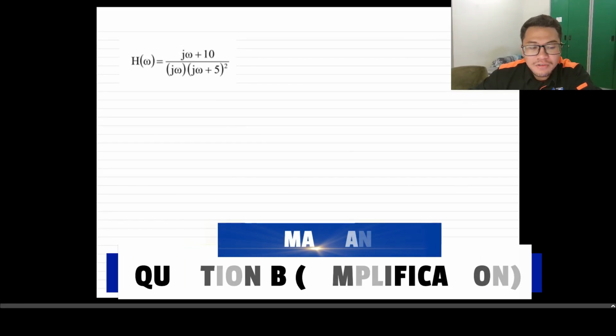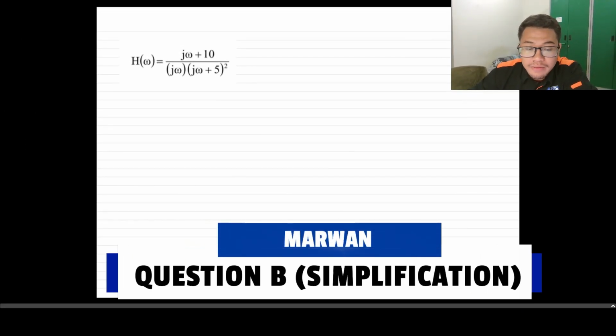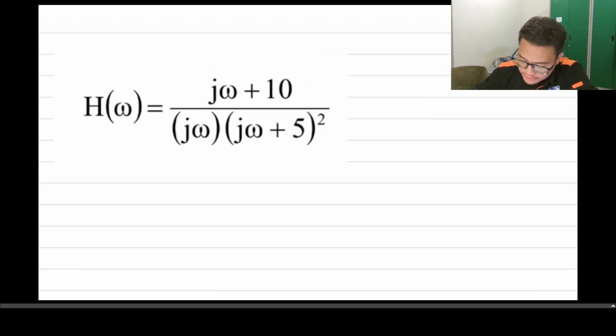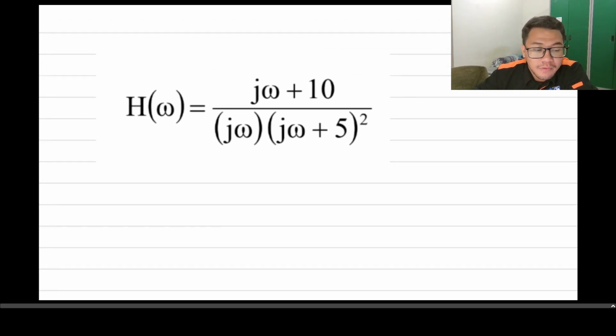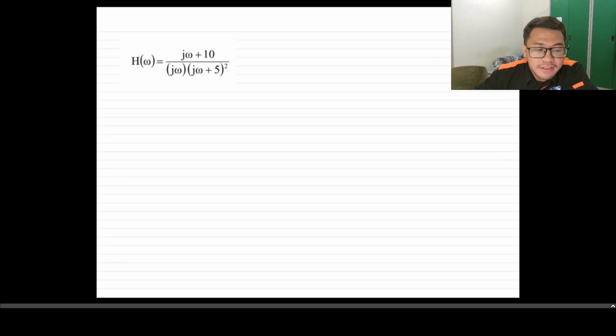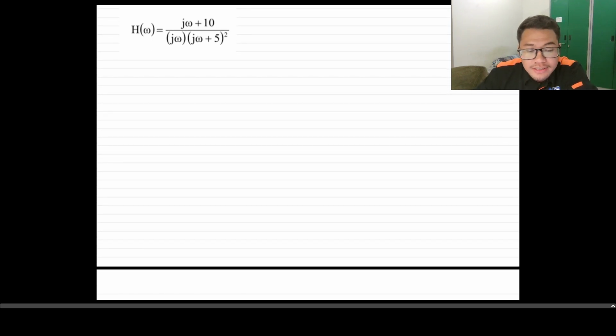Hi, now I will teach how to simplify this transfer function into standard form. Why must we simplify it? Because usually the equation is not in standard form, so we must get it into standard form to use it to create the magnitude Bode plot and phase Bode plot.